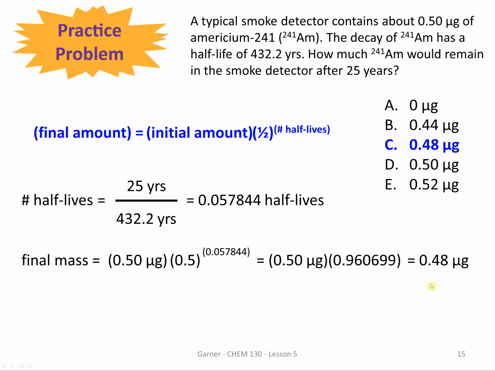And it's always a good idea to just take a step back after these problems and ask yourself if your answer makes sense. And it should, right? If only a tiny fraction of one half-life has passed, we would expect the amount of americium to be pretty similar to the original amount. So 0.5 micrograms is pretty similar to 0.48 micrograms.